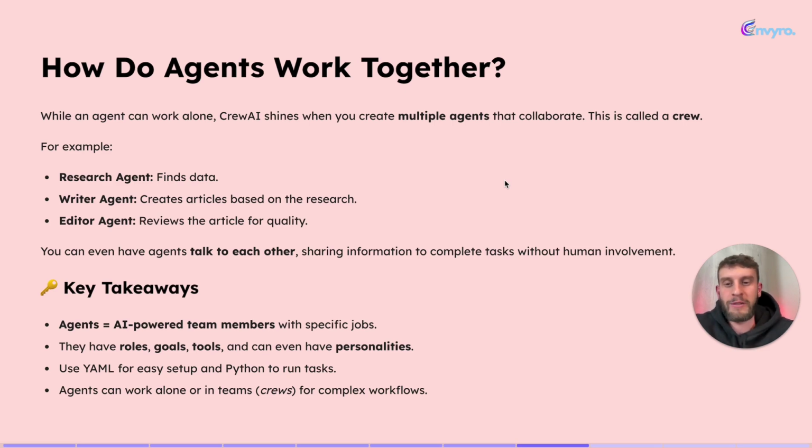So key takeaways here for this entire video is that agents equal AI-powered team members with specific jobs. They have roles, goals, tools, and can even have personalities. And if you want the setup to be a little cleaner and easier to read and understand, you can use YAML and then use Python to run the tasks. And again, agents can work alone or in crews if you have a more complex workflow.